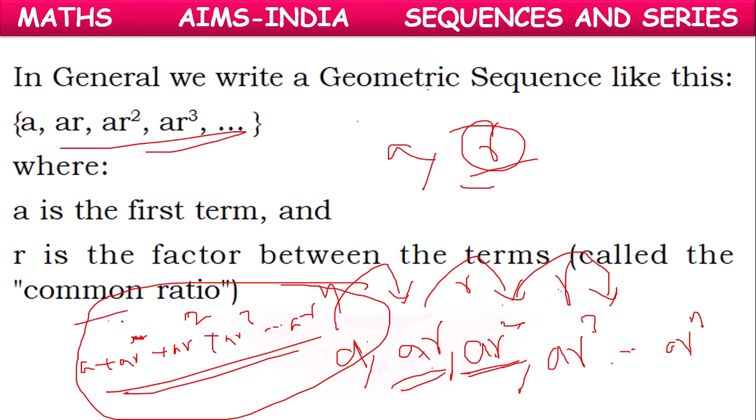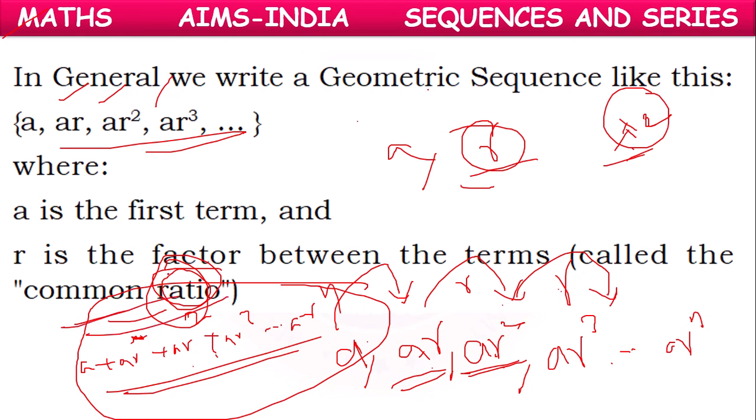So with what common factor are we multiplying? This is called the common ratio between the terms, and is denoted by the symbol R. That's why in all the terms we have taken R here. The common number we are multiplying is called the common ratio. So this is about geometric series.